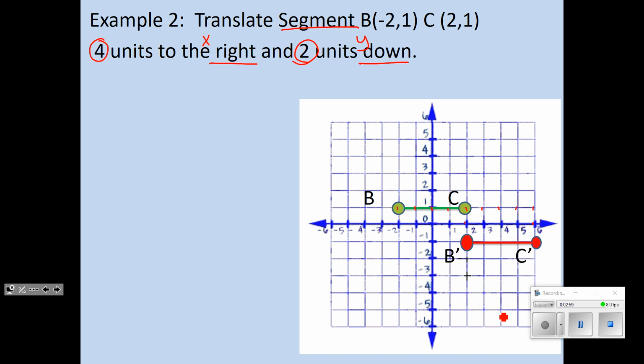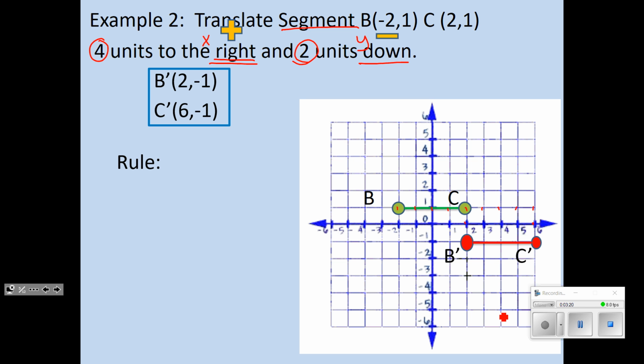So for our B prime and C prime, we're going to write our ordered pairs. Make sure that you understand how we got those numbers. And then let's write the rule, which is the notation. So let's start by writing rule. And if you go to the right, that's positive. And if you go down, that's negative. So we have x plus 4 and y minus 2. And here's where we get those numbers.